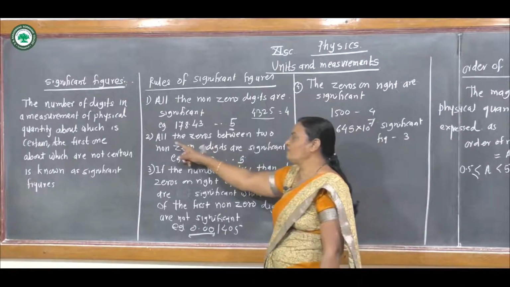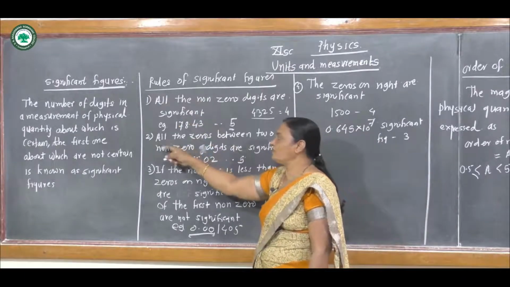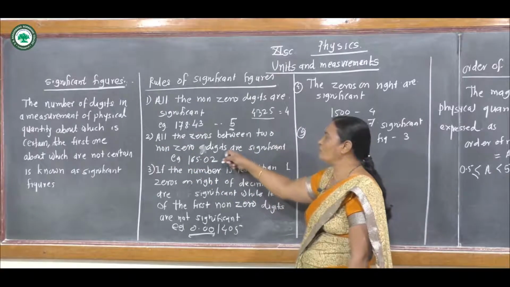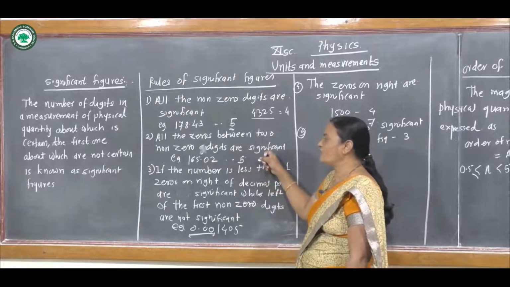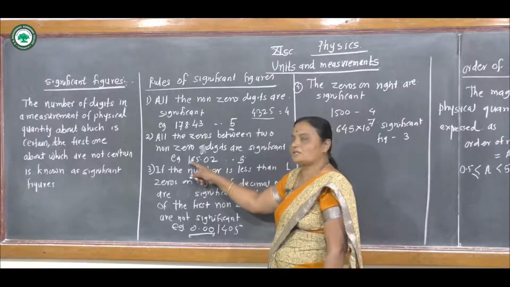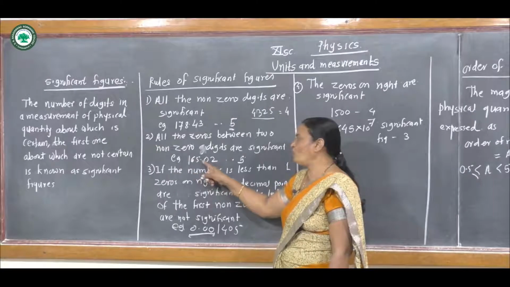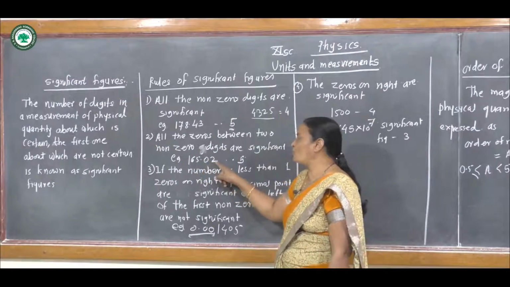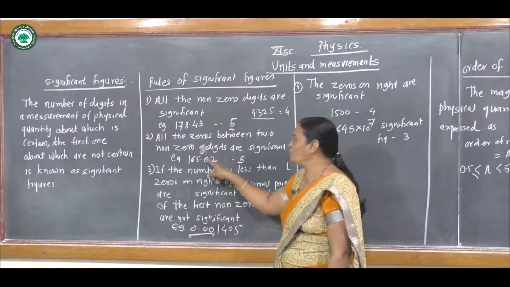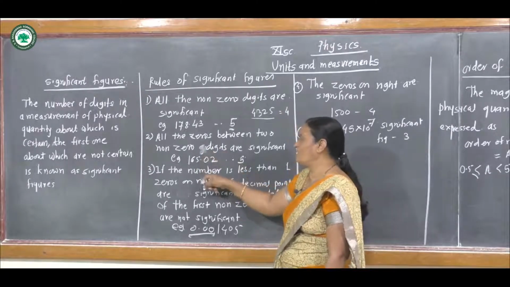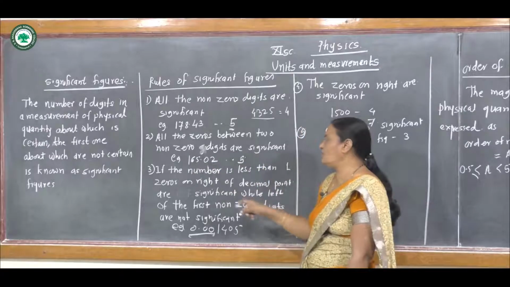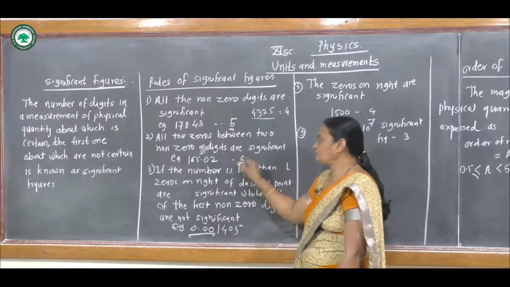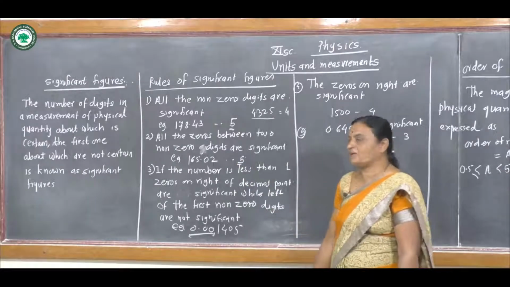Now, the next rule for significant figures: all the zeros between two non-zero digits are significant. See the example. Suppose 165.02. Now the zero is in between these two non-zero numbers. The zero in this case is significant. Now the significant figures are 1, 2, 3, 4, 5. 5 is the significant figure.